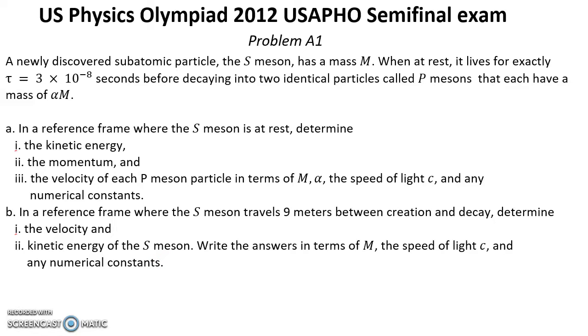Part A. In a reference frame where the S meson is at rest, determine first the kinetic energy, second the momentum, and third the velocity of each p meson particle in terms of m, alpha, the speed of light c, and any numerical constants. Part B. In a reference frame where the S meson travels 9 meters between creation and decay, determine first the velocity and second the kinetic energy of the S meson. Write the answer in terms of m, the speed of light c, and any numerical constants.